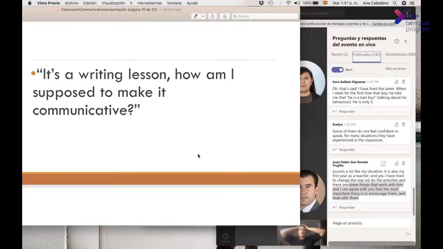This is something that I have seen lately. Some teachers tell me, it's a writing lesson. How am I supposed to make it communicative? How am I supposed to make students talk during a writing lesson? Well, this is very simple.